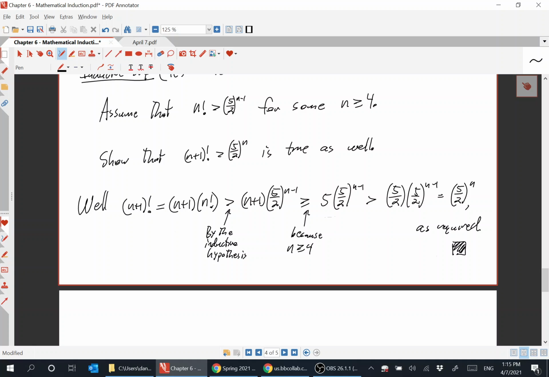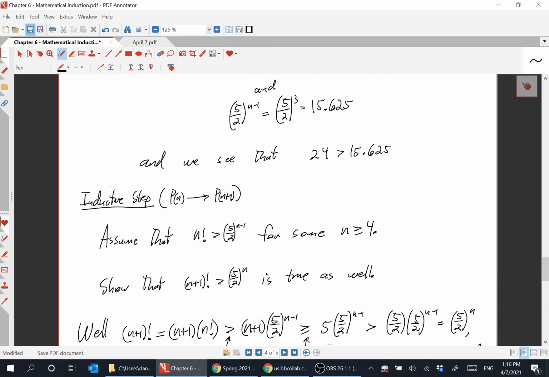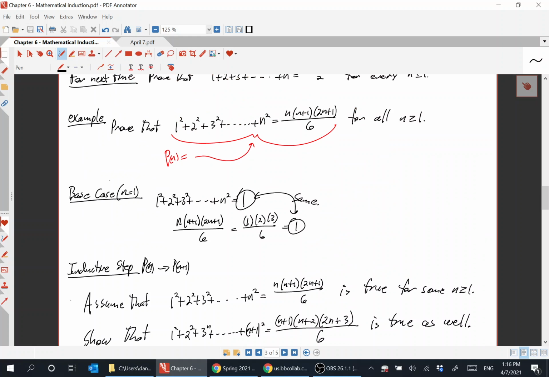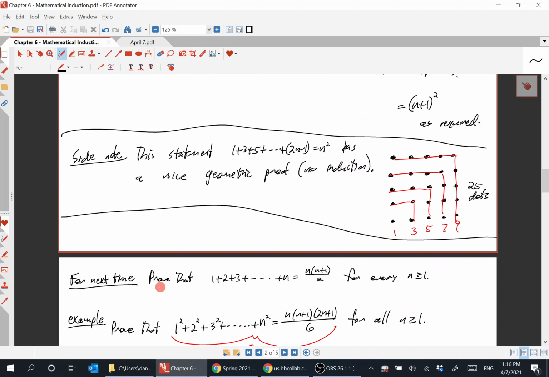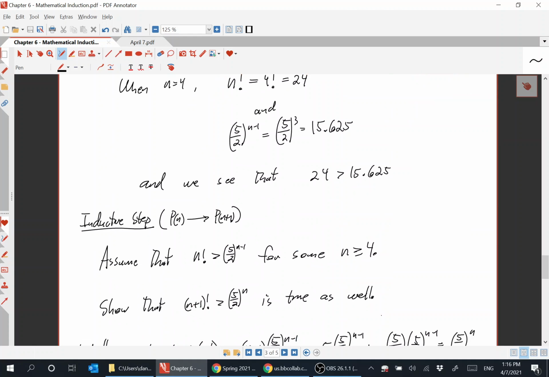Okay, so that's all for today. Give that one a go for next time, please. The one that I assigned for you up here. The consecutive integers: 1 plus 2 plus 3 up to n is n times n plus 1 over 2. Give that a go. And then we'll continue this next time.